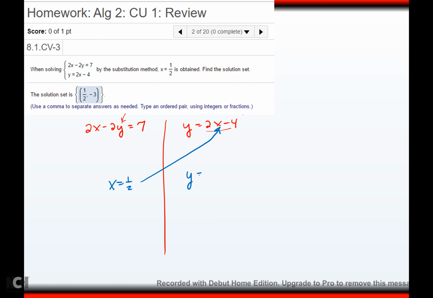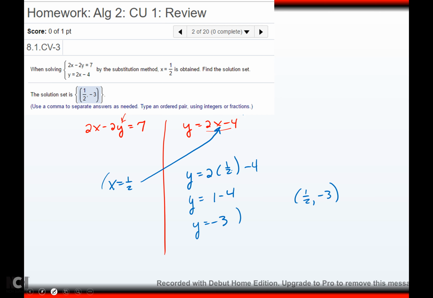So I have y equals 2 times 1/2 minus 4. Half of 2 is 1. 1 minus 4 is -3. So my solution is (1/2, -3).